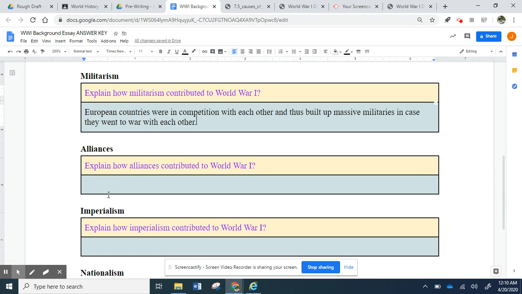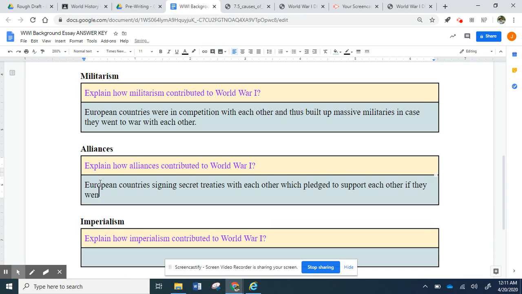Explain how alliances contributed to World War I. You had European countries signing pacts with each other, signing what's called secret pacts, secret treaties with each other, which pledged to support each other if they went to war.